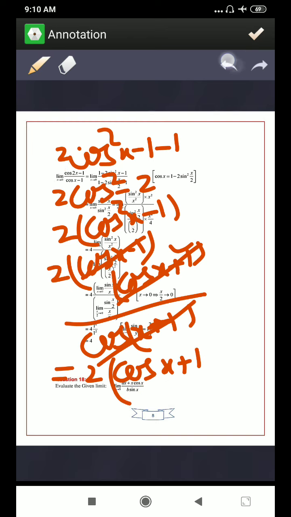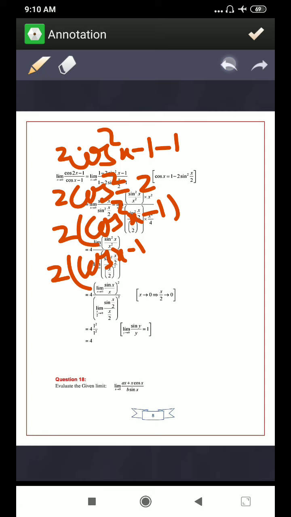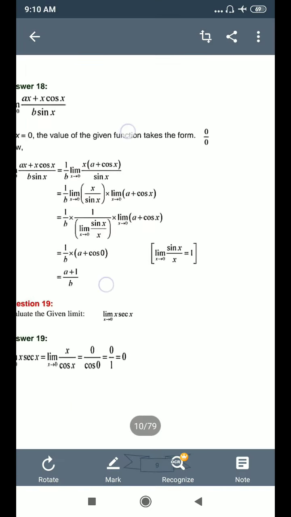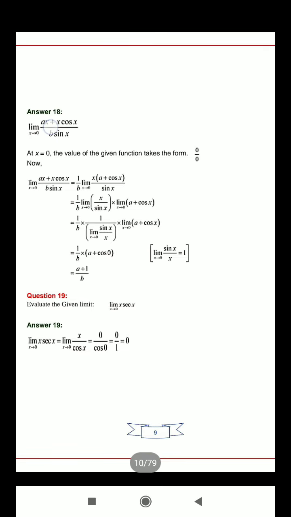So I have explained this in the easiest possible way. In this PDF, it is explained by some other method. So you can also try by that method. Now come to question number 18. 18 is (ax plus x cos x) upon (b sin x). Put x equal to 0, it is 0 by 0 form. In numerator you will get 0 and denominator also you will get 0. Put x equal to 0, this term is 0 and sin 0 is 0, so it is 0 by 0 form.